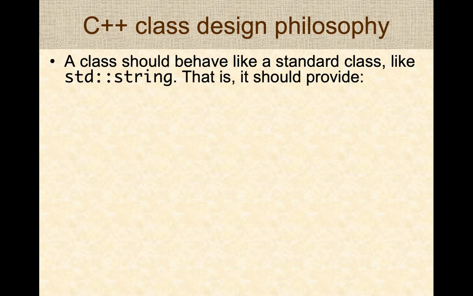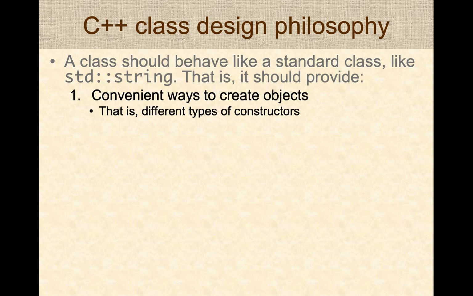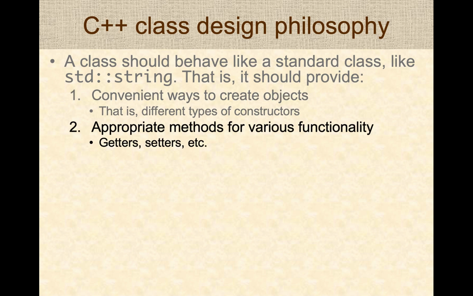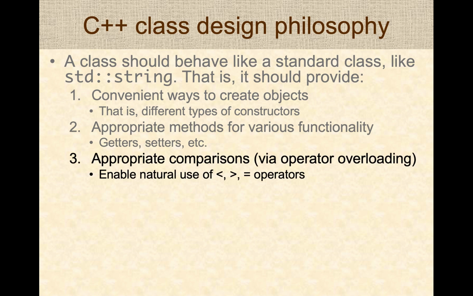Let's look at the philosophy in C++. As a general rule of thumb, a class should behave just like a standard class, say for example like the std::string class that we've been using. That means a class that you design should provide convenient ways to create objects. That means you should think about what types of constructors you would like to support in your class. It should provide appropriate methods to support various functionalities, so you need to have getters, setters, and other methods that provide certain types of functionality.